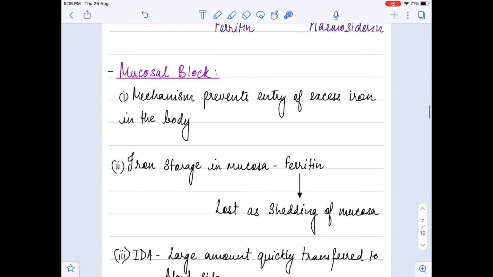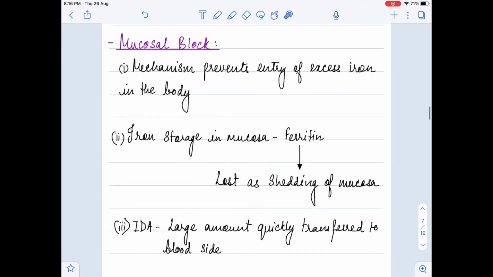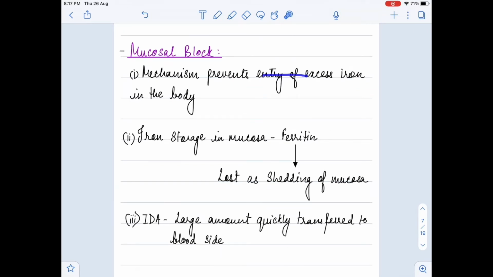Now, having understood the mechanism of iron absorption, it is also necessary to know that too much iron is harmful in the form of iron toxicity. So that's why the duodenal mucosa acts as a mucosal block along with the channels, as we see. This mechanism prevents the entry of excess iron in the body, and iron stored in the mucosa as ferritin is lost as shedding of the mucosa. In iron deficiency anemia, a large amount is quickly transferred to the blood side.